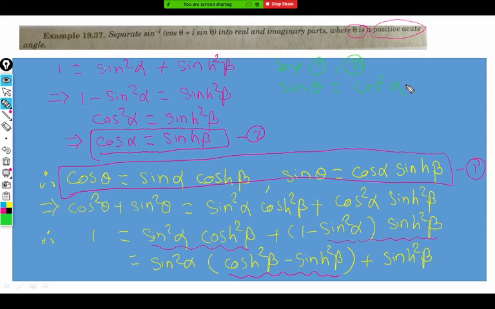Sir, how are you getting sine theta is equal to cos square alpha? From 1 and 2. What is the value of sine hyperbolic beta? Cos alpha. Here is sine hyperbolic beta, we replace it by cos alpha. Cos alpha into cos alpha is cos square alpha. Sine theta is cos square alpha. So thus we get, or we want actually alpha only. Alpha and beta is our aim.